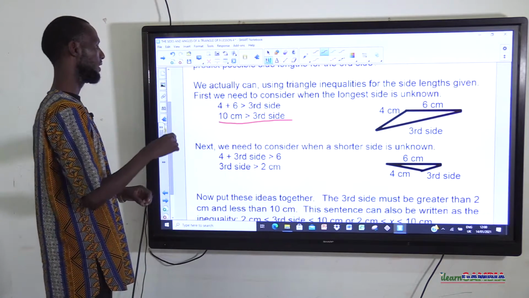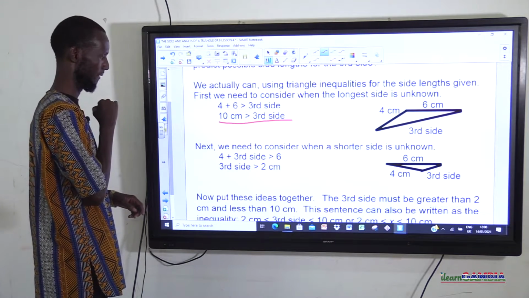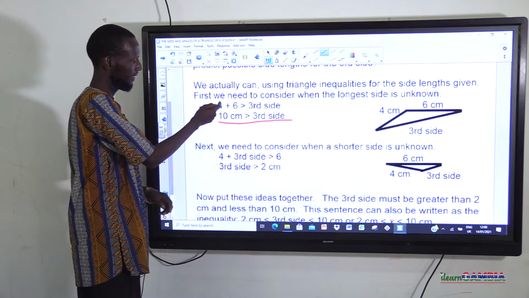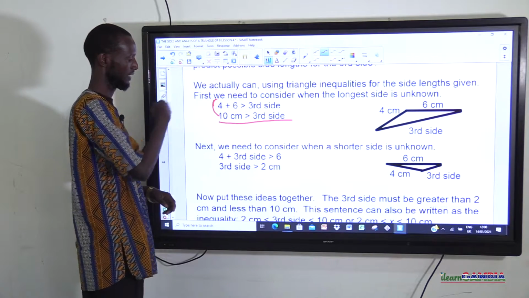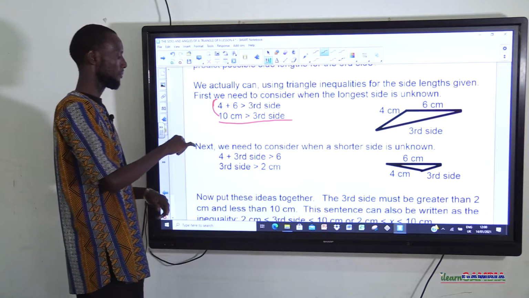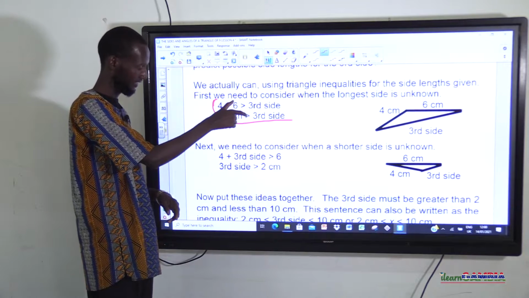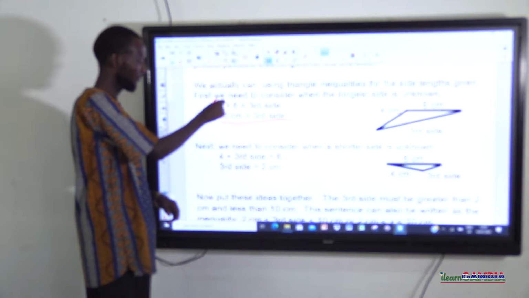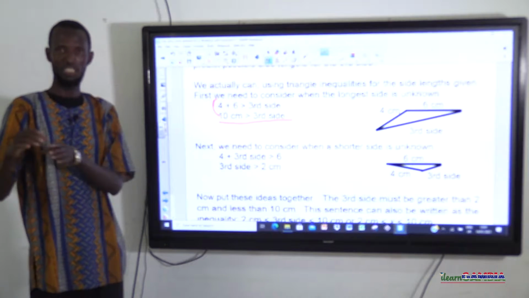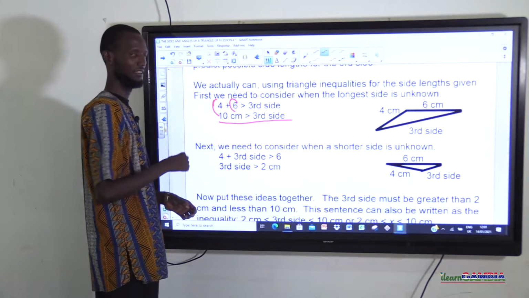Next, we need to consider when a shorter side is known. All right? Now, let's take the first shorter side. So now if you take the first shorter side plus our third, remember the third is the longer side in this case, so one of the shorter sides plus the third side should give us a sum which is greater than the remaining side.